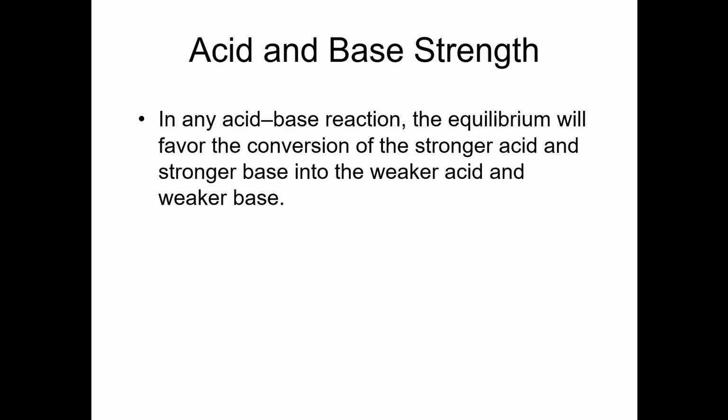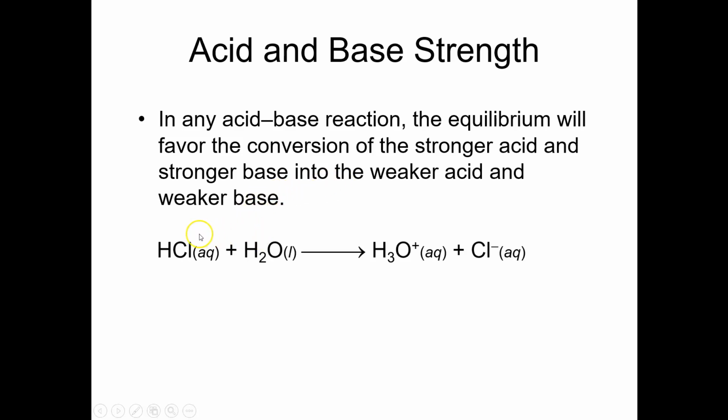Because in any acid-base reaction, the equilibrium is going to favor the conversion of the stronger acid and stronger base into the weaker acid and the weaker base. Let's give a really obvious example of this, the reaction of hydrochloric acid with water, which we talked about before. Hydrochloric acid is a strong acid. Water is essentially a weak to negligible base. And so that's going to form hydronium ion plus chloride.